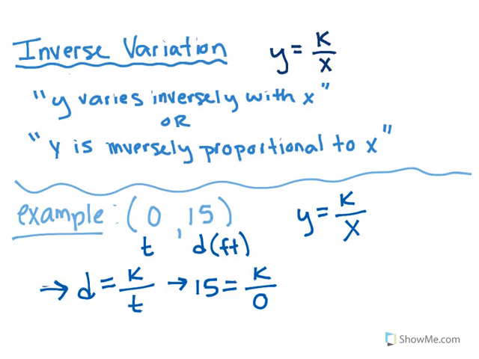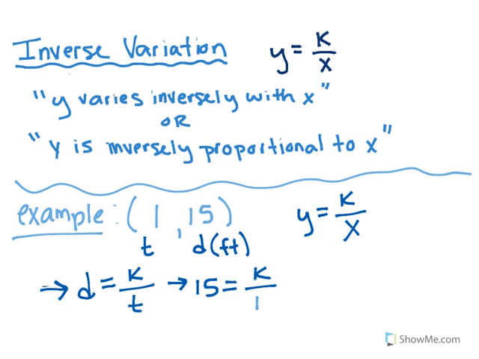I have k being divided by 0, and that can't ever work. So this is something to keep in mind as you go through inverse variation. You've got to be careful if you have a 0 in the denominator. We're going to go ahead and change this real quick. We're going to make t equal to 1 instead, just like so.